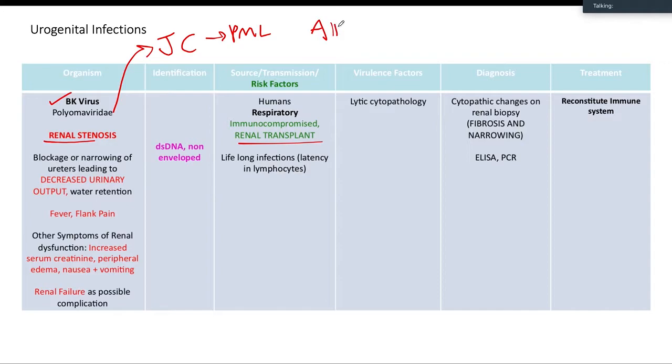Okay. And so both of these viruses cause their infections in patients who are severely immunocompromised. BK virus and JC virus, both part of the polyomaviridae family, both cause infections in people who are immunocompromised. One involves the kidney. One involves the central nervous system.